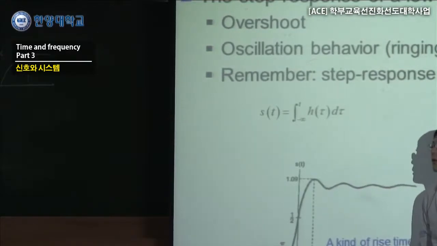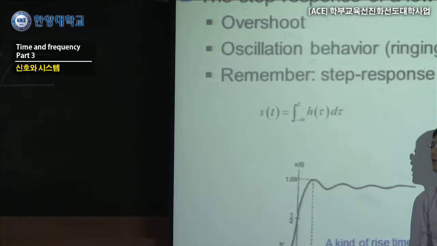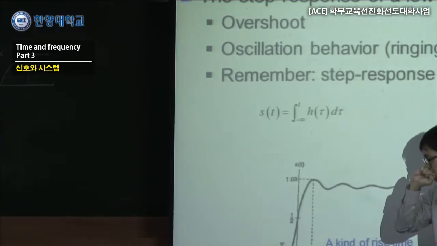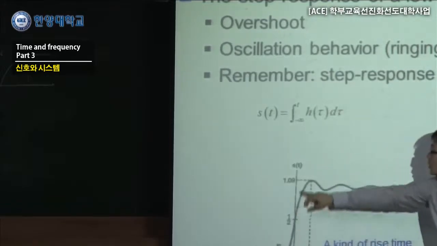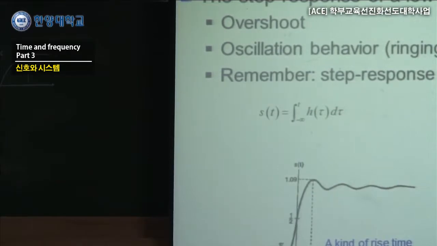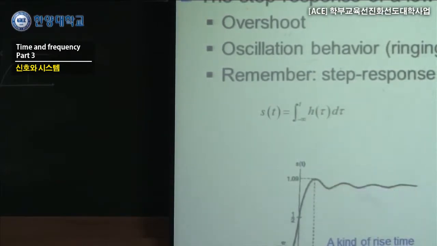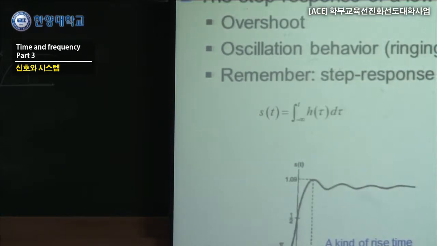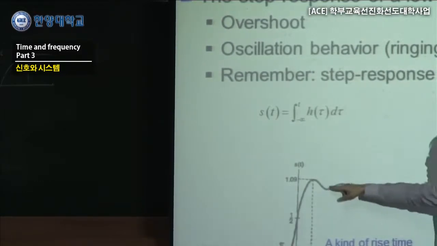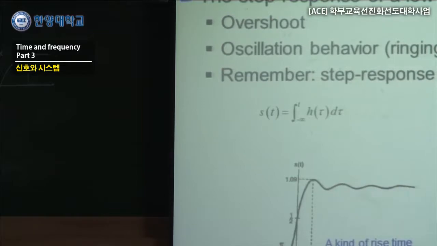Where can you see it? Let's look at it. So the first one is overshoot, and then they oscillate until they go to the stable point. So you can see two kinds of things. First one is overshoot, which is the maximum value they go higher than the desired value. Second one is oscillation behavior, often called ringing. Say that they are still waving until they go to a stable condition.